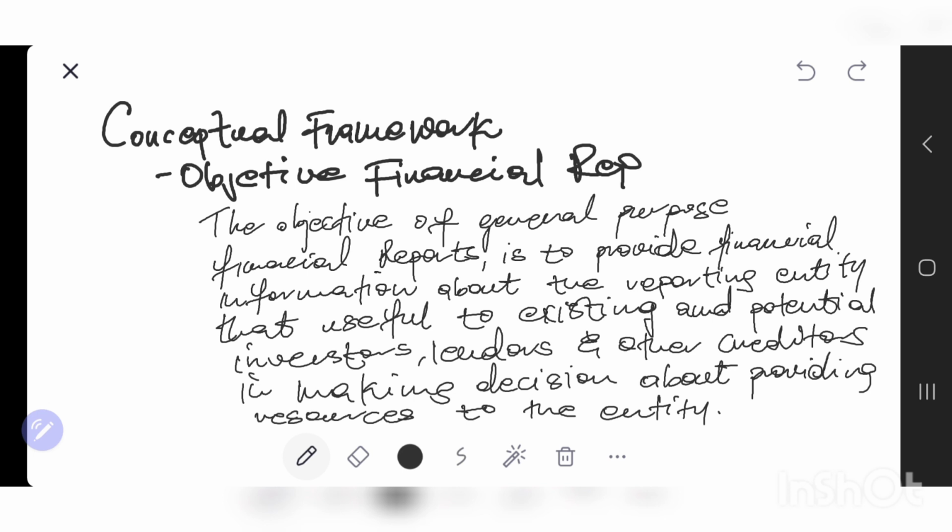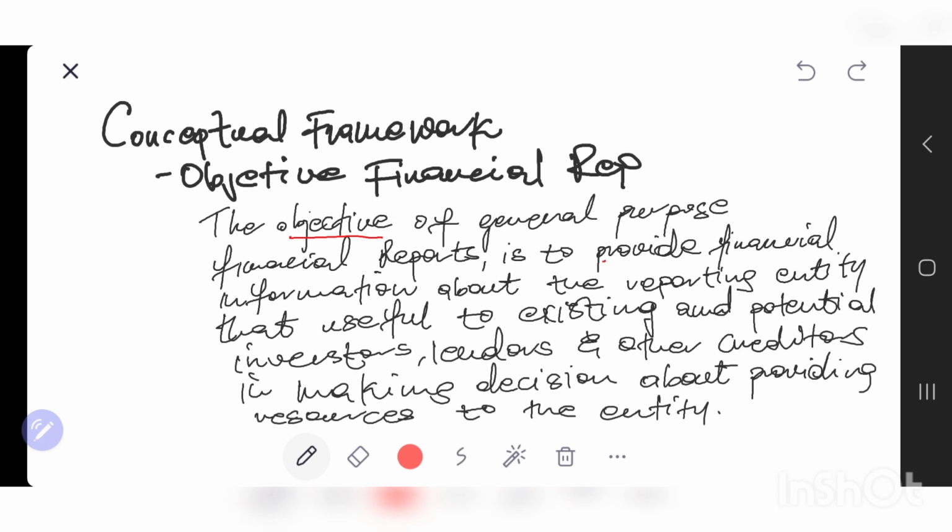I'm going to try to break this down because I can see it's very long, but it's very important for you guys to understand. This statement is saying that the objective, which means the goal, of general purpose financial reports, the goal of our financial statements, of which I've already explained, is to do what?